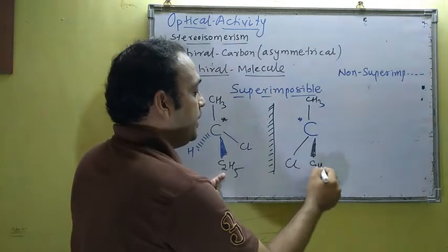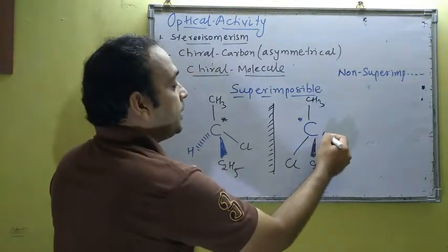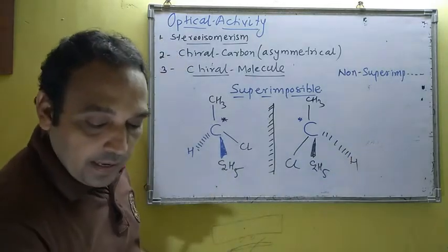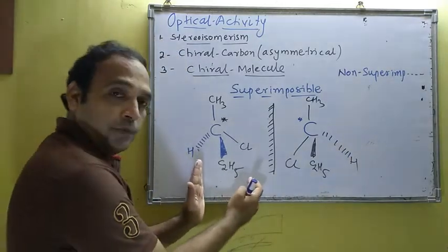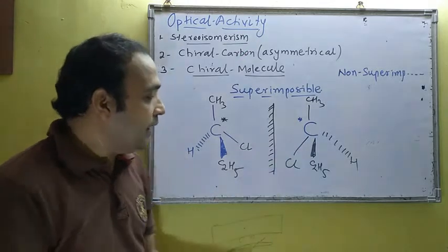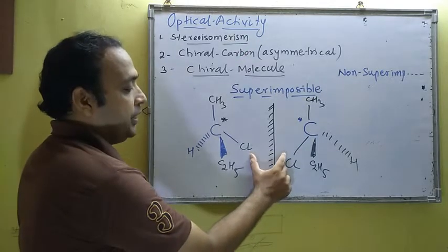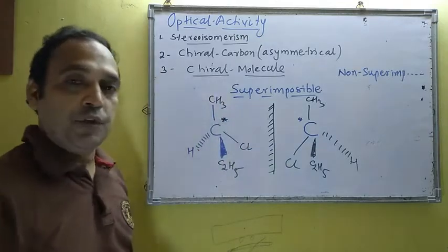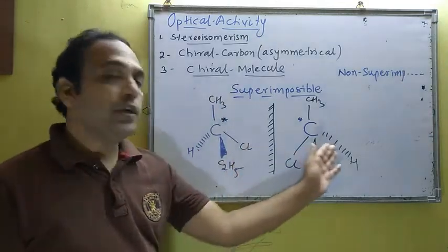Okay, C2H5, and this part is your hydrogen atom. So now in this case, one is your object and second one is your mirror image. Now see here, Cl, then C2H5 and hydrogen atom and CH3. Now this is your object and this one is your mirror image.